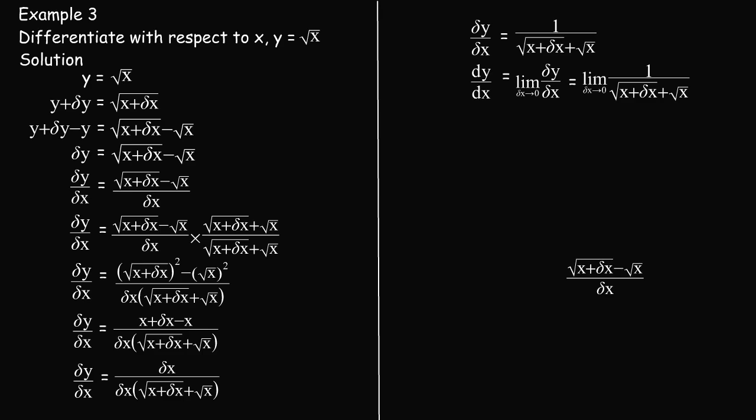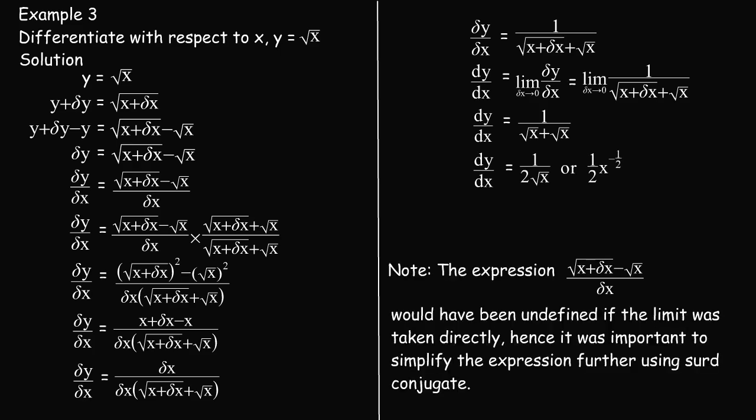As delta s tends to 0, delta s becomes 0. So our equation becomes dy over dx will be equal to 1 divided by root s plus root s. Dy over dx becomes 1 divided by 2 root s, or half s raised to the power of minus half.